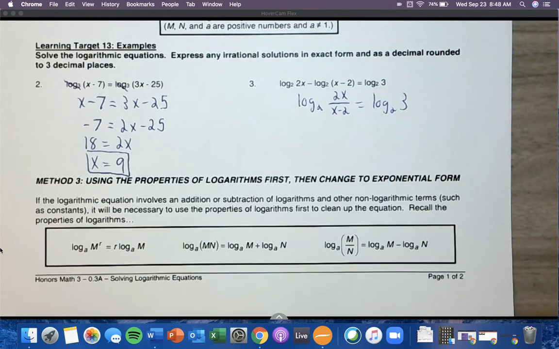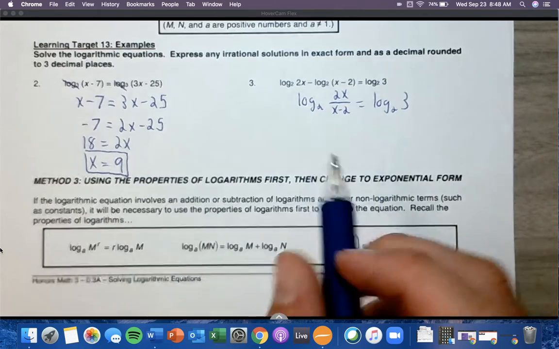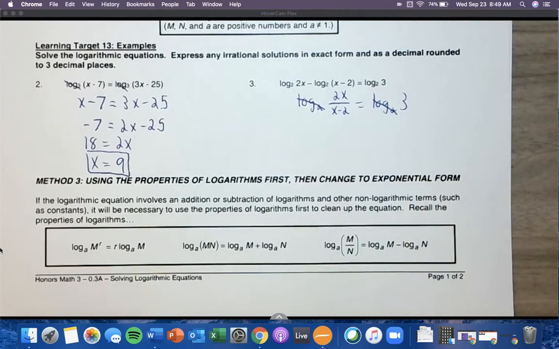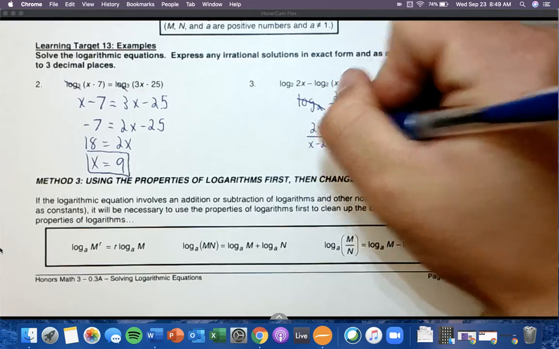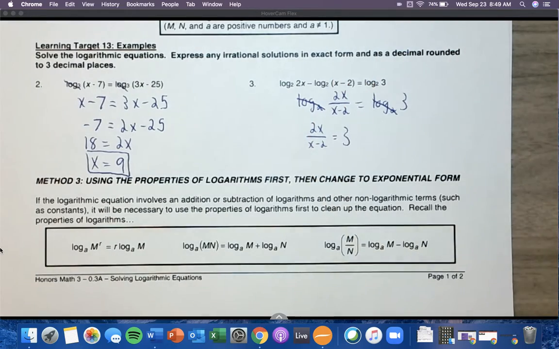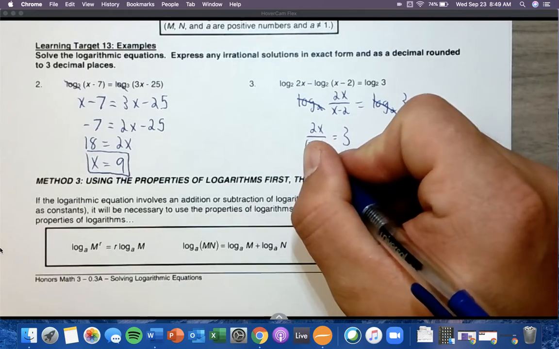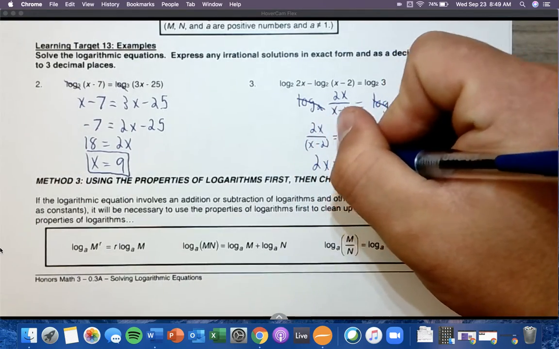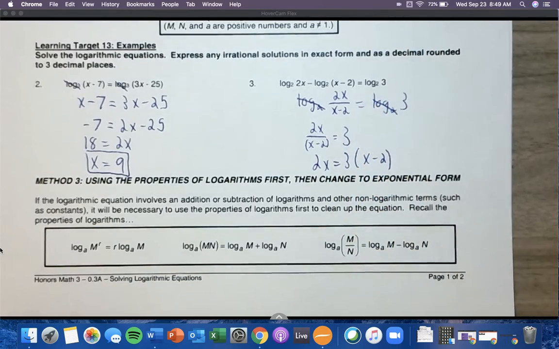And now, since we have the same base on both sides, and there's only one log on each side, we can just drop that base. And we get 2x over x minus 2 is equal to 3. Then we can multiply this x minus 2 over, and it becomes 2x is equal to 3 times x minus 2.